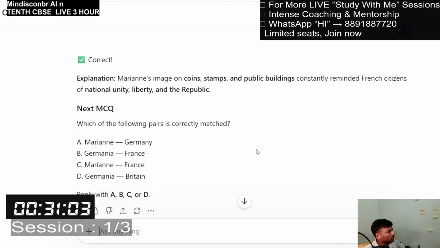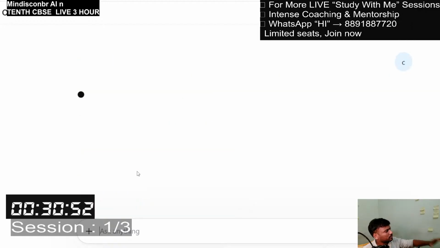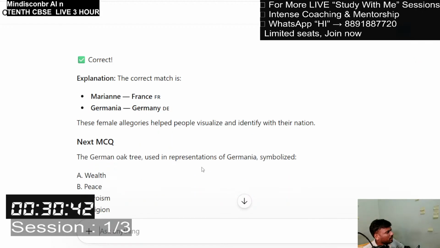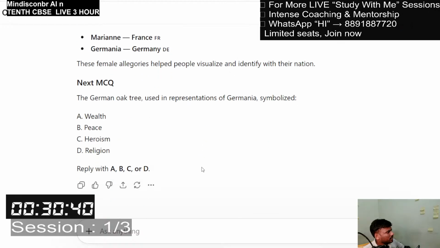Which of the following pairs is correctly matched? Marianne, Germany; Germania, France; Marianne, France; Germania, Britain. Marianne, France is the correct answer. Explanation: the correct match is Marianne, France; Germania, Germany. These female allegories helped people visualize and identify with their nation. The German oak tree used in representations of Germania symbolized heroism.